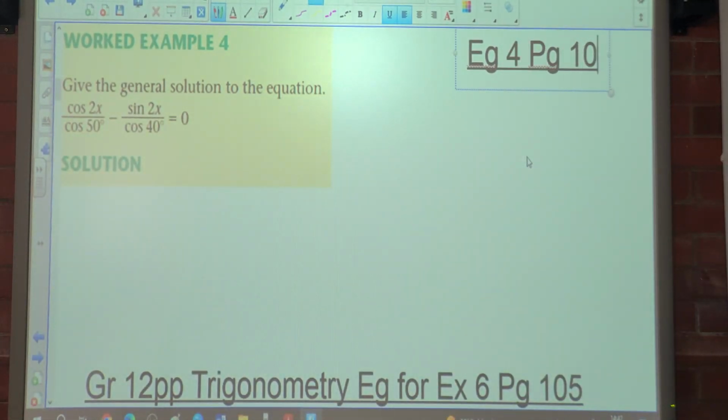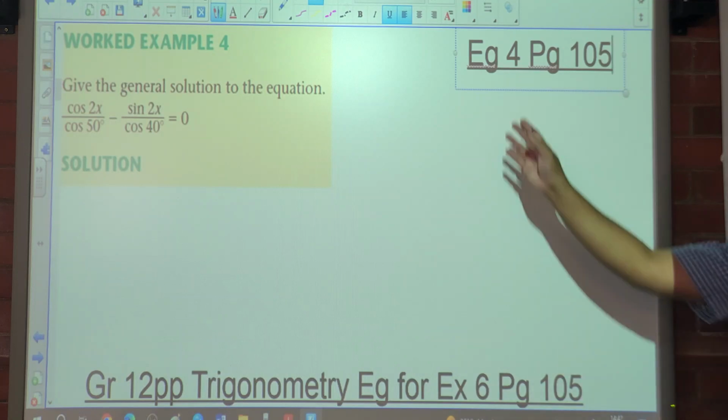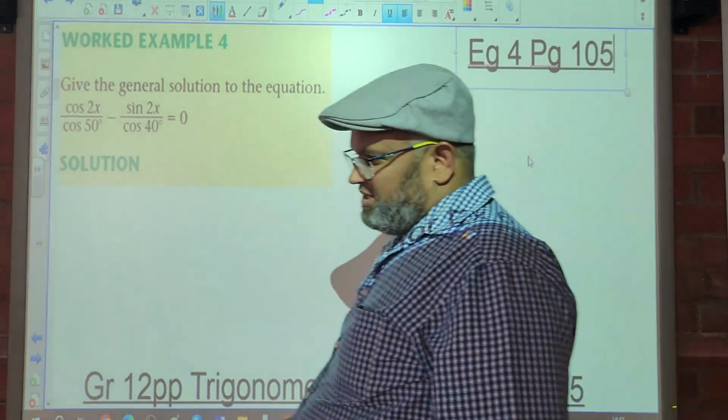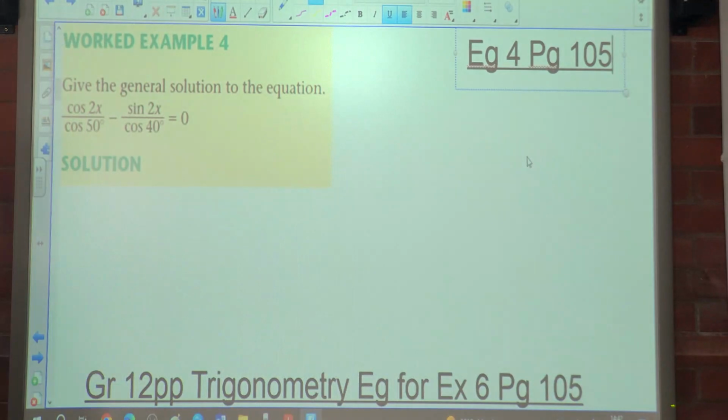Example 4 is on page 105, correct? That's the only thing you can give me, the page number. But okay. People, give the general solution again, there is no restricted domain. The general solution of the equation cos 2x over cos 50 minus sin 2x over cos 40 equals 0. So where do we stop?